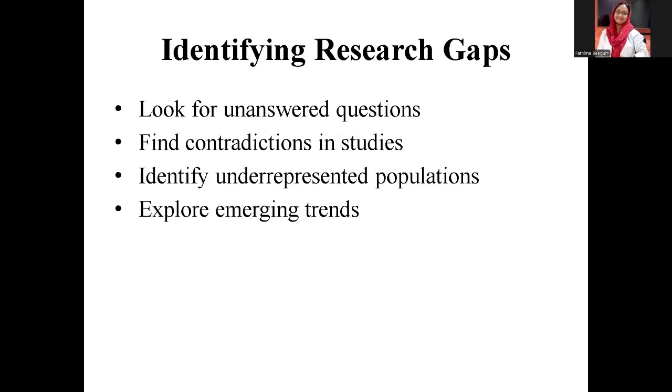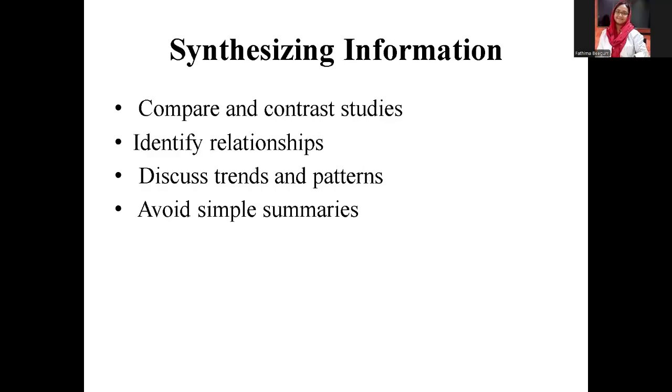Then you have to find the research gap. As I told you, look for unanswered questions and contradictions in the studies. Then identify underrepresented populations. For example, if studies are conducted only in the geriatric population, what would the results be if it is conducted in normal age groups? Then emerging trends, all these things will help you identify the research gap.